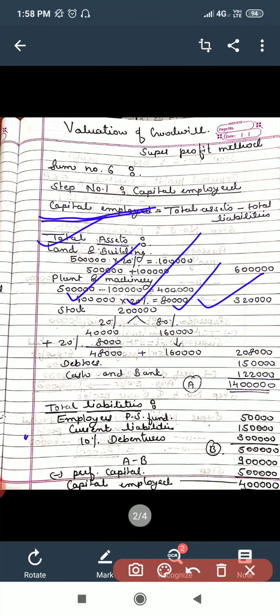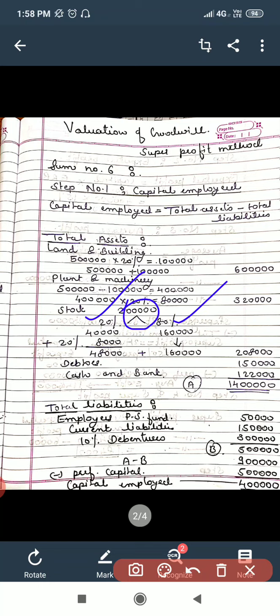The next asset is stock. Stock of rupees 2 lakhs you have been provided with. Now check out your information number 2. It has been told to us that the market price of 20% of the stock is 20% more than the book value. So the stock of rupees 2 lakhs I will divide into two parts, that is 20% and 80%. I have been told that out of the total stock of rupees 2 lakhs, 20% of the stock, that is 40,000 rupees.